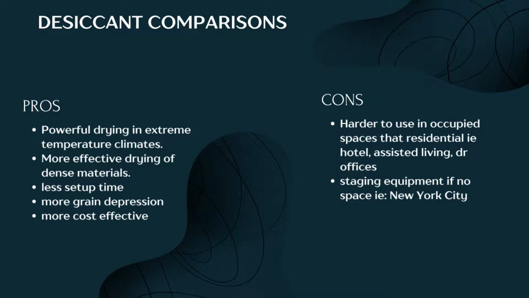You get more grain depression out of a desiccant, if they're operating properly, than you will any other type of dehumidification. You should get a 50% grain depression between the air coming into the intake and the air going back out the process air. So whatever your grains of moisture are inside the building, you should be cutting those in half.